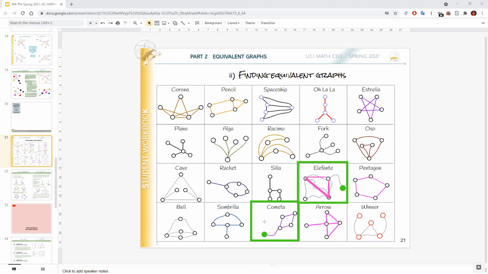Whereas Elefante has 1, 2, 3, 4, 5, 6 lines. So if they don't have the same number of lines, automatically they're not equivalent. They cannot afford to having the same structure. But be careful, just having the same number of lines and the same number of points is not enough to conclude that they are equivalent. So have fun finding pairs of graphs that are equivalent, and hope you enjoyed this activity. See you.